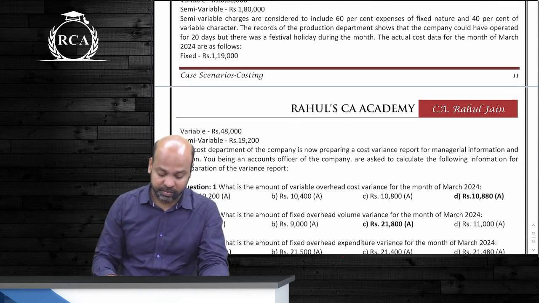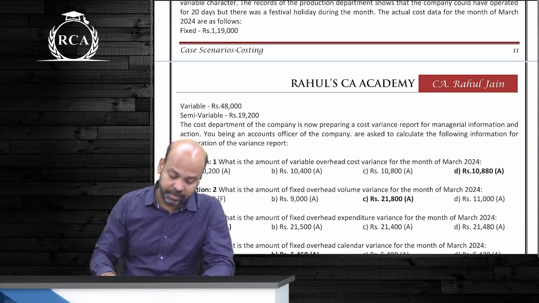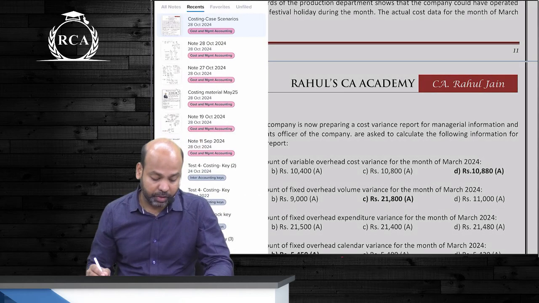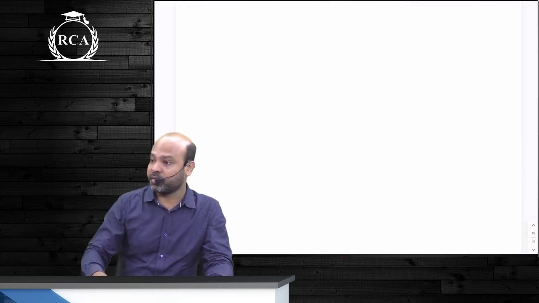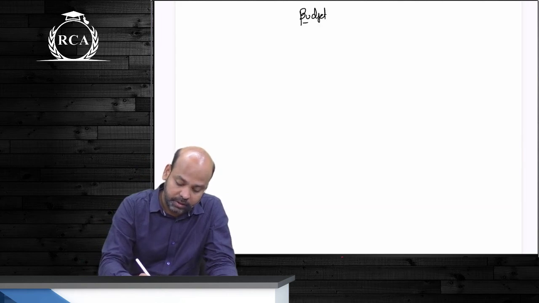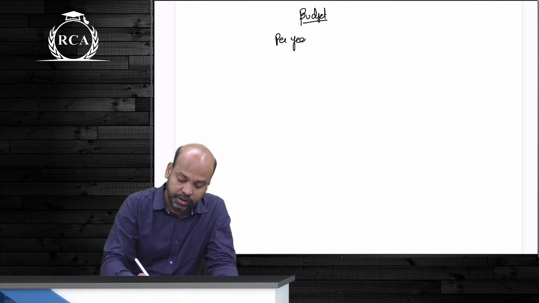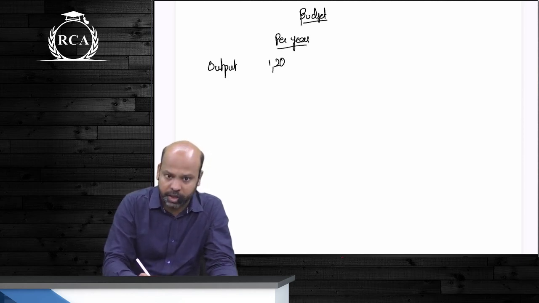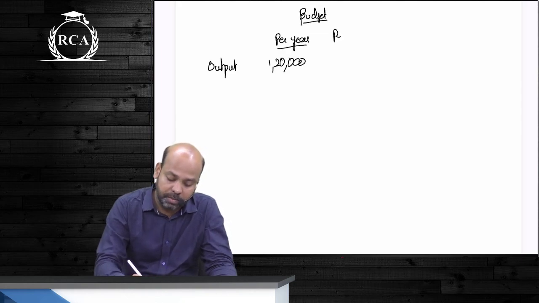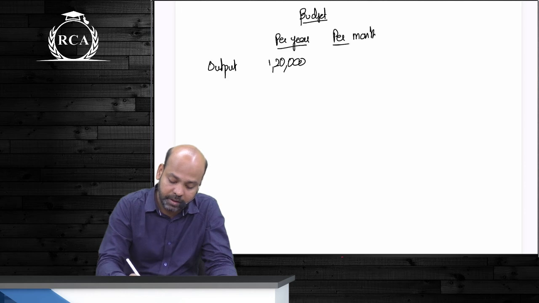The actual cost data for the month of March is as follows. They've given us fixed expenses, guys, semi-variable and variable expenditure. So I'm just writing the summary, beta. We have done this question before, exact same question. Pure saal ka budget kitna hai, beta? Per year, how many units, guys, were you supposed to manufacture? 1,20,000 units. So per month as such, beta, how much will that be?